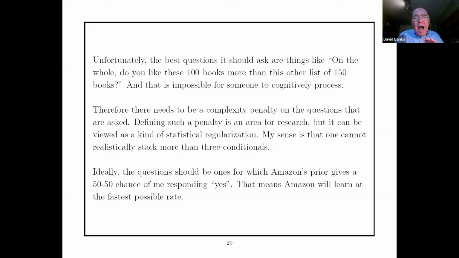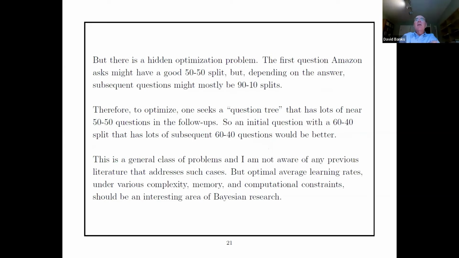Ideally, Amazon wants to have a 50-50 chance of me answering yes or no, but there's a hidden optimization problem here. It may be that the first question in the tree that Amazon asked has pretty close to a 50-50 split, but depending on the answer I give, the subsequent questions might be mostly 90-10 splits, which are not very informative. So one wants to optimize the question tree.